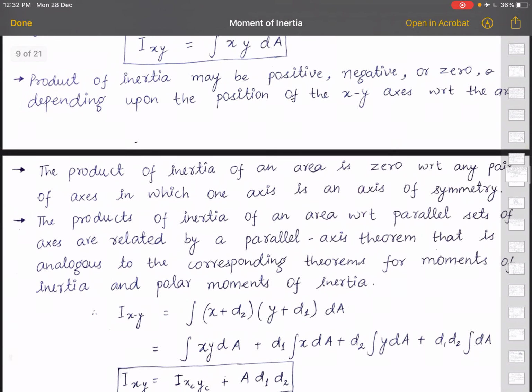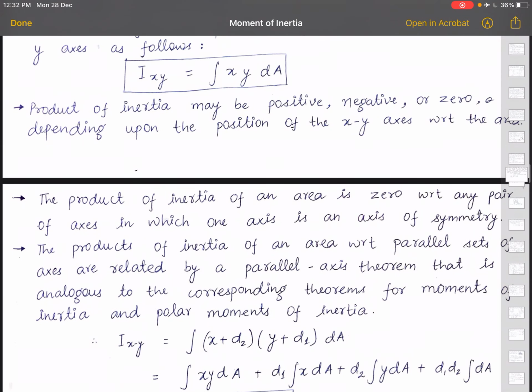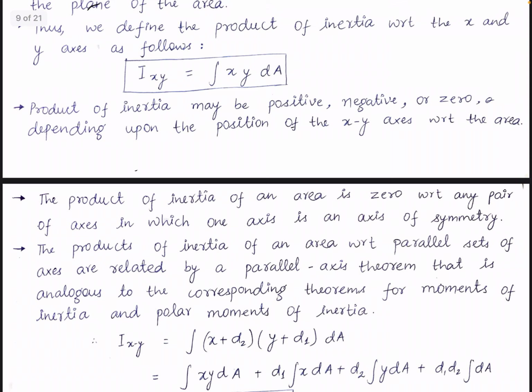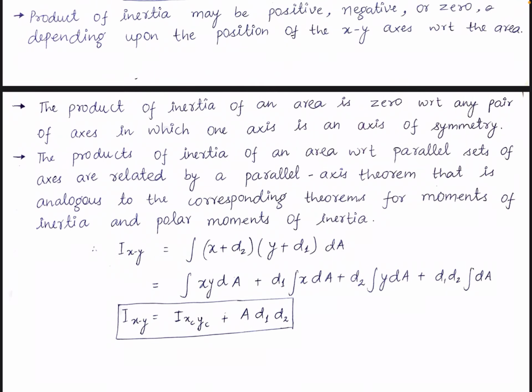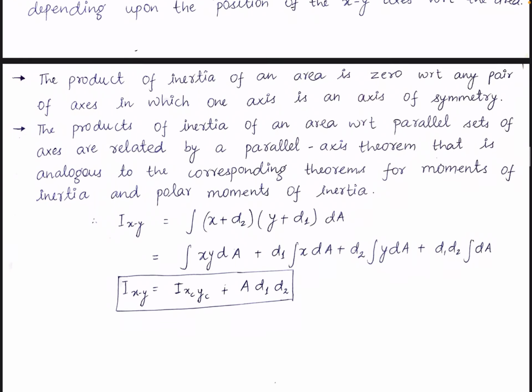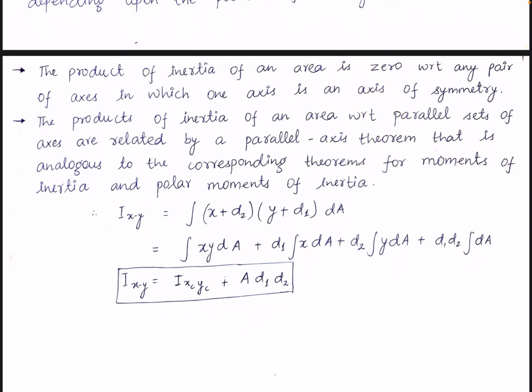Product of inertia may be positive, negative or zero depending upon the position of the x and y axes of the area. I_xx and I_yy will always be positive because we are multiplying squares. But the product of inertia can be zero, positive, or negative as well. When x and y have opposite signs, it will be negative. The product of inertia of an area is zero with respect to any pair of axes in which one of the axes is an axis of symmetry. If symmetry is there, the product of inertia will be zero.